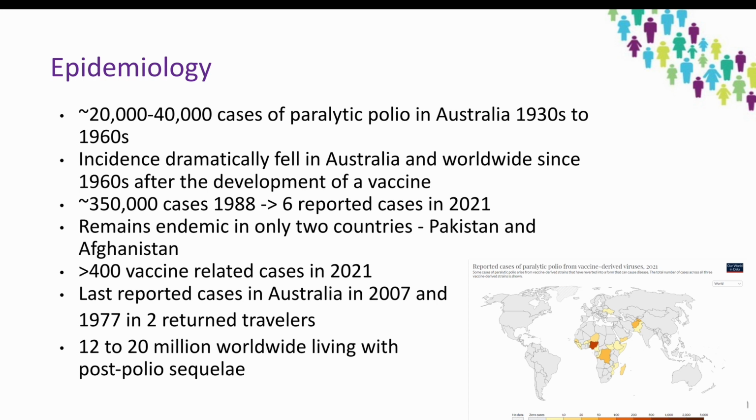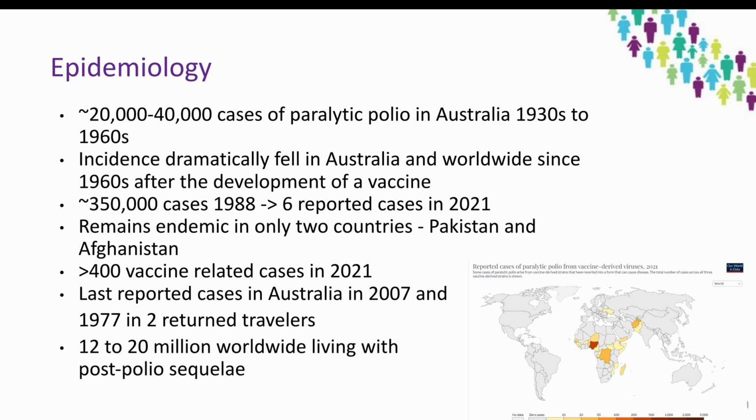Talking about the epidemiology, so in Australia, there were about 20,000 to 40,000 cases of paralytic polio between the 1930s to the 1960s. The incidence then dramatically fell in Australia and worldwide since the 1960s after the development of a vaccine. You can see in 1988 there were approximately 350,000 cases worldwide, and in 2021 there were only 6 reported cases. It remains endemic in only 2 countries, and that's Pakistan and Afghanistan.